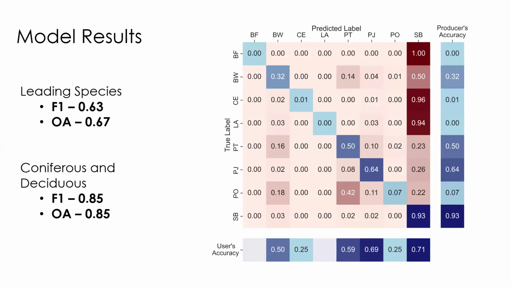When we grouped these into leading species, or coniferous and deciduous, for leading species we got an overall accuracy of about 67%. And for coniferous and deciduous, we got an overall accuracy of about 85%. It is important to note that we are only using the X, Y, and Z coordinates of the LiDAR data. We're not using any other attributes to estimate this.